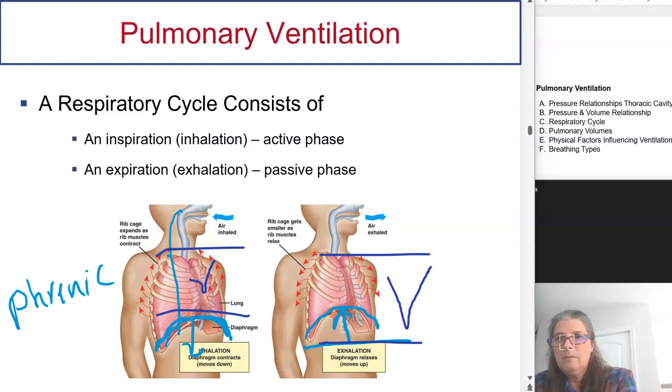And so when the diaphragm's relaxed, the volume is small, right? So the pressure is going to be higher. And when it contracts, the volume goes up, so the pressure is going to fall.